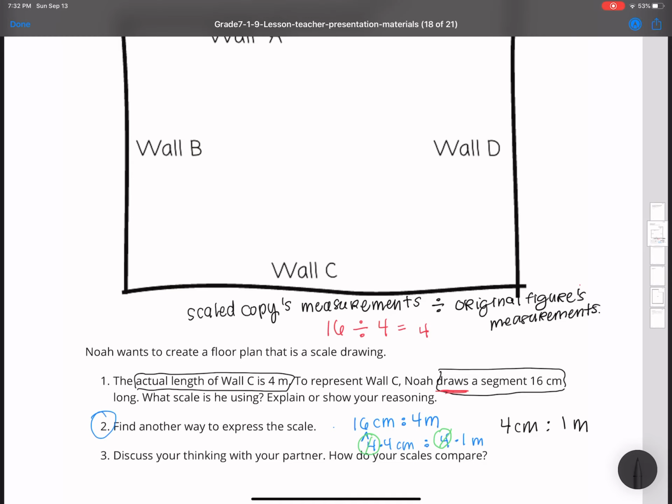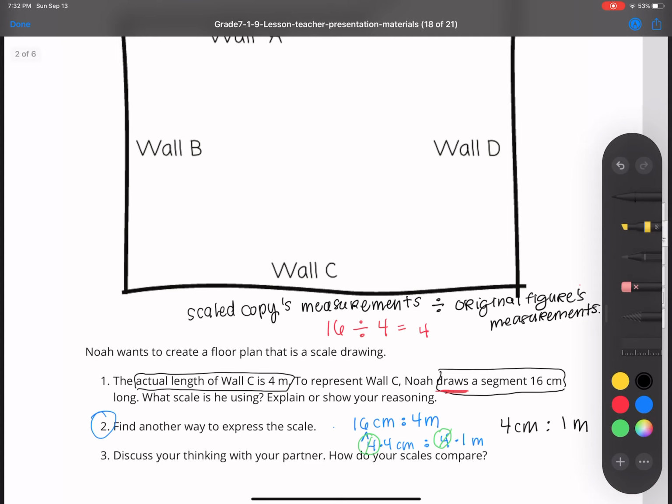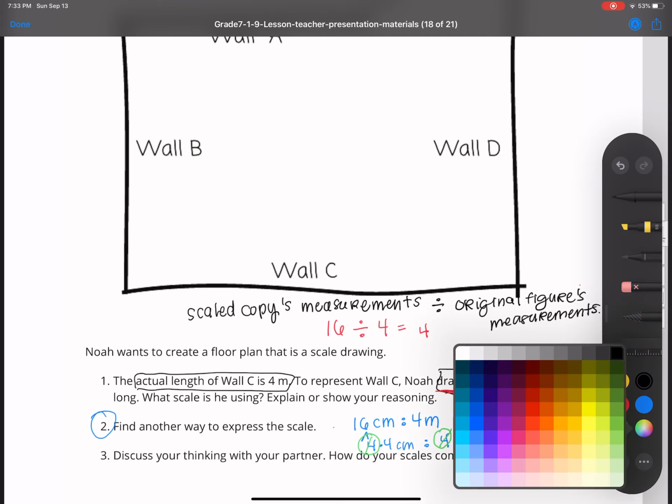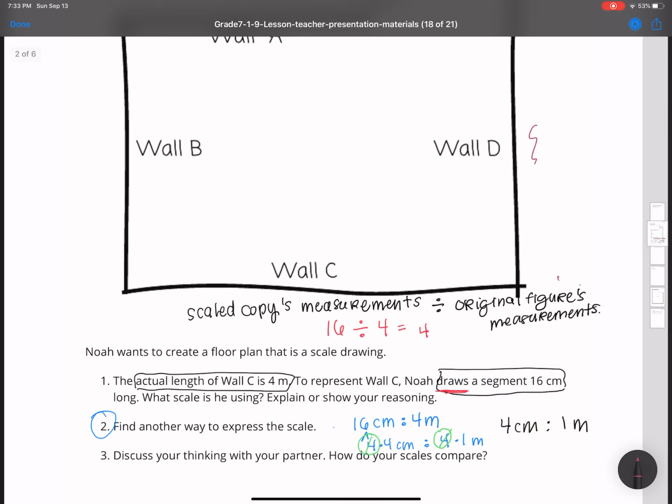Now for question 3, it says discuss your thinking with your partner. How do your scales compare? So of course, we don't have a partner to discuss it with, but I'm going to show you guys one more way you could have determined a scale factor, and I'm going to put this one in pink, a third way. I could have put 16 centimeters to 4 meters. I could have divided by 16 on both sides, and when I divide by 16 on both sides, I could have got 1 centimeter to 1/4 meter.